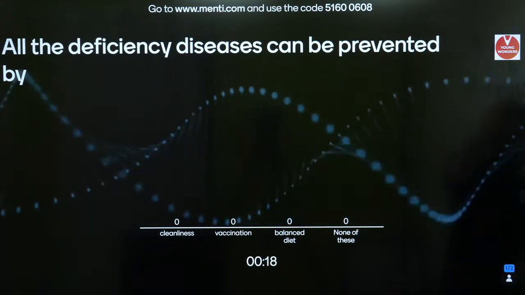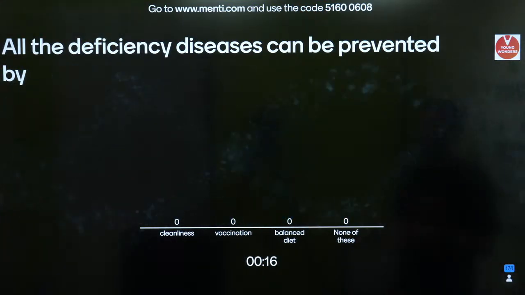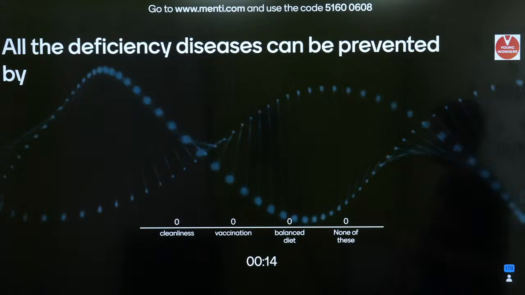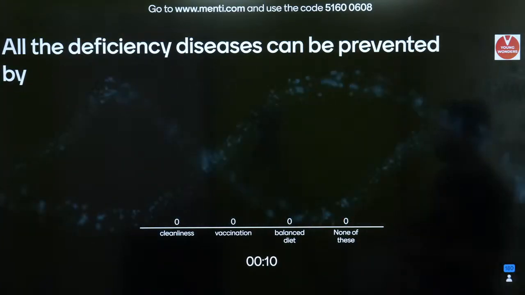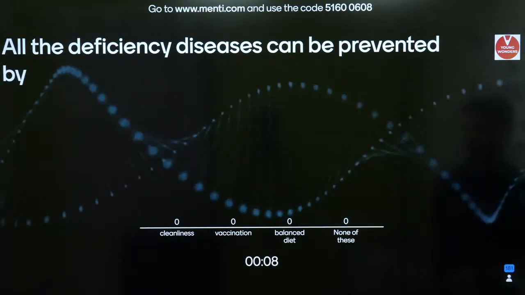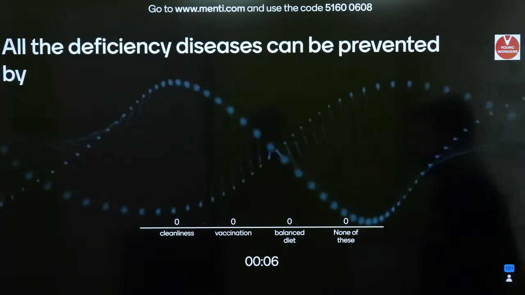Turn the radio on. It's Wednesday afternoon. I won't be long. Got to play the Menti. Come on and sing the song. It's Wednesday afternoon. I won't be long.